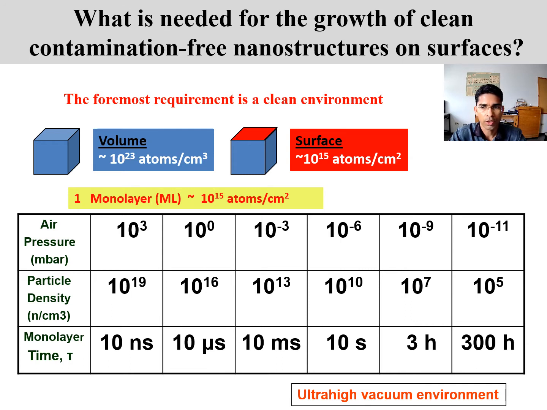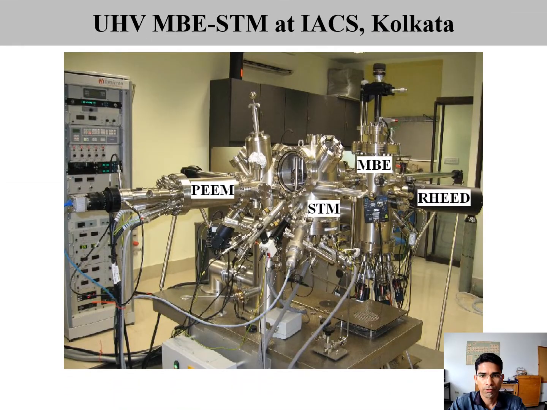So this type of environment is called an ultra high vacuum environment. This is achieved with the help of different types of pumps. This environment is created in this MBSTM system with the help of different types of pumps, and we can achieve 10 to the power minus 11 to 10 to the power minus 10 millibar pressure. I have used this system for the growth investigation and characterization of the sample.